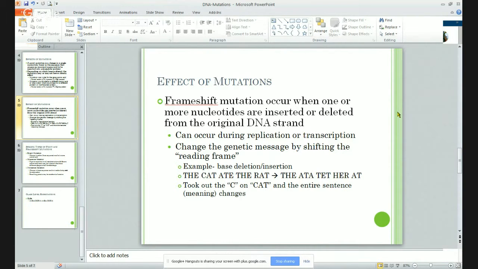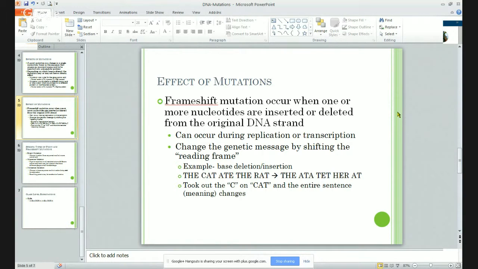This is where you either get an extra nucleotide inserted or a nucleotide gets deleted, and then it just messes up the entire strand. These types of mutations tend to have a huge impact on the protein that's formed. It can happen during replication or transcription, when the DNA strand is getting read. You can have a base deletion, which is a specific type of frame shift mutation, or a base insertion. Those are pretty easy. Either you're deleting a base or you're inserting one.